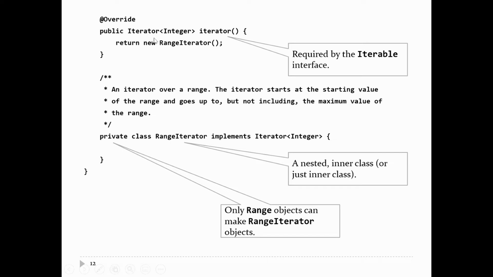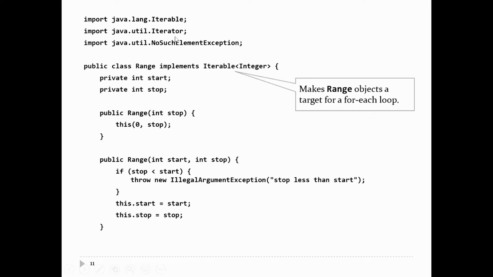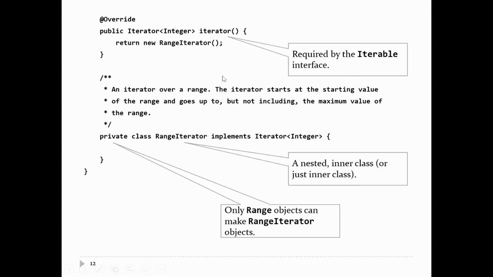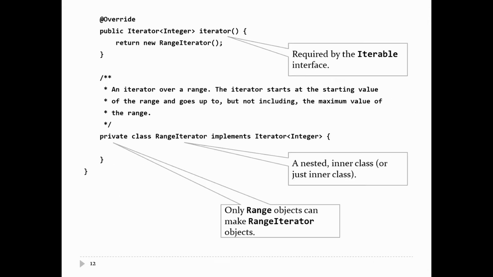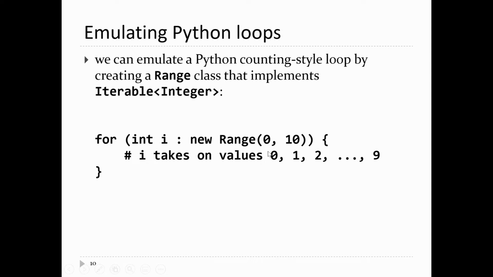Because this class says it implements Iterable, I need to return an Iterator object somewhere. So I need a method called iterator that returns an Iterator object, and it's an Iterator whose value is an Integer, because I want my Range to count using int values.